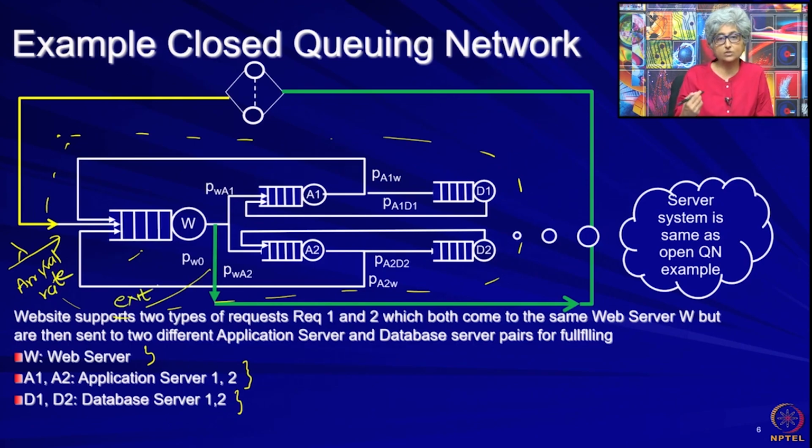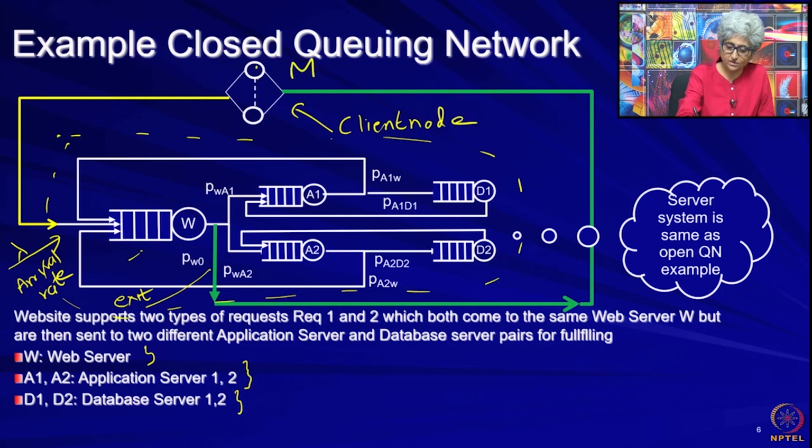Okay, this arrow just went into nowhere. So, there was an entry and the exit. Now, we have an explicit client node, and these are our M clients 1, 2, M, and they are going to have a think time which we denote by H.